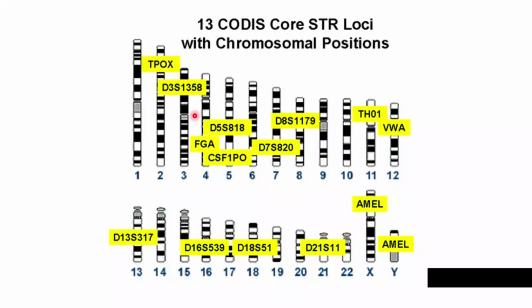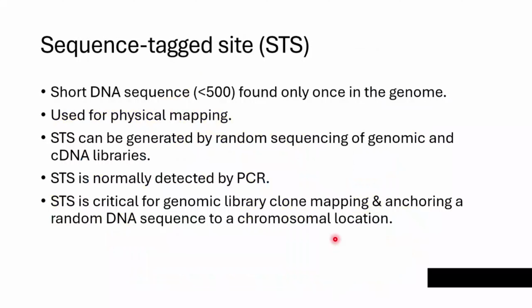Different number of repeats here compared to, and then if you combine them all together, you can imagine that you create billions of different combinations. Make sense? Okay, so that was for genetic mapping.